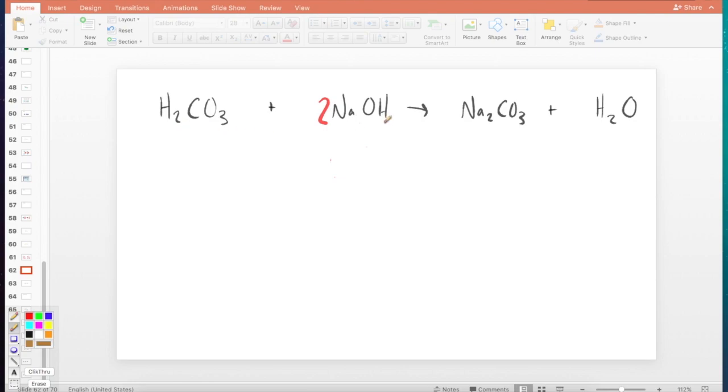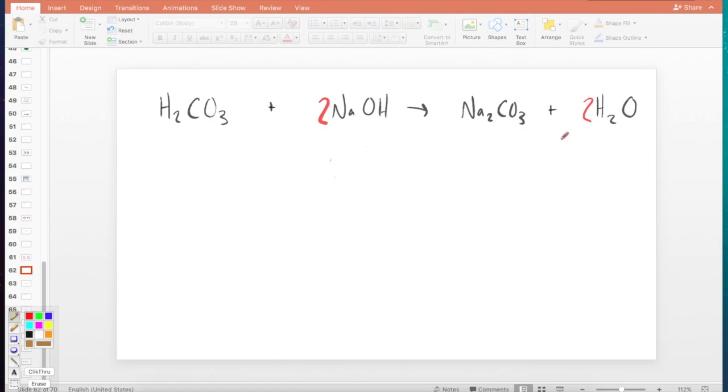1, 2, 3, 4. How many do I have total on the right side? I only have 2. How can I fix that? That's right. I add the coefficient 2. Now that gets me a total of 1, 2, 3, 4 hydrogens on both sides of the equation.